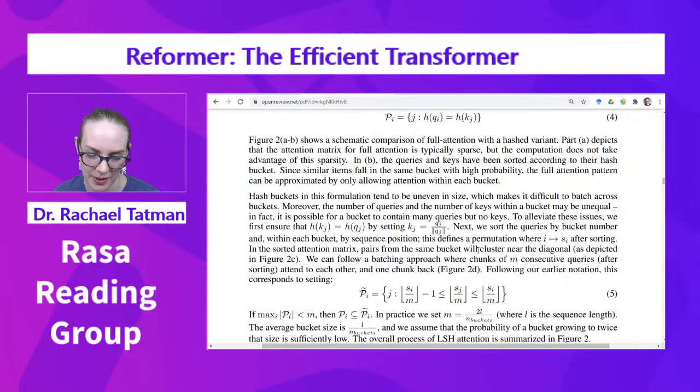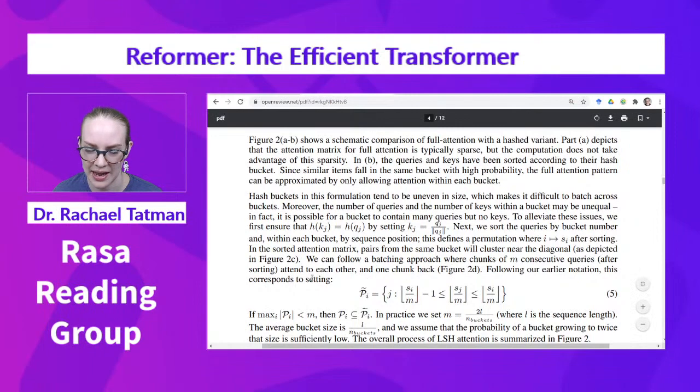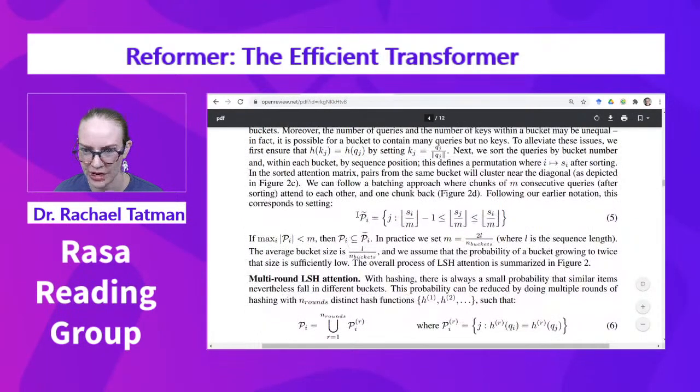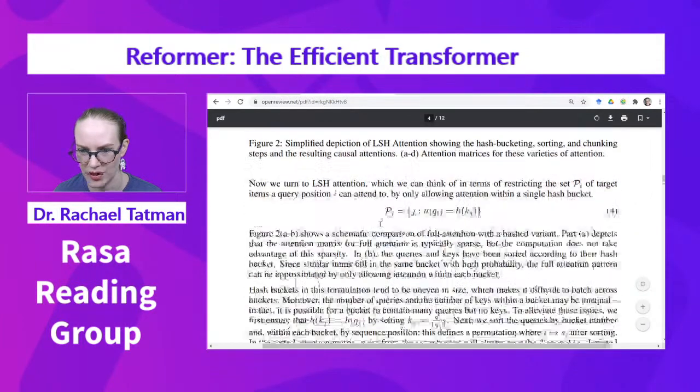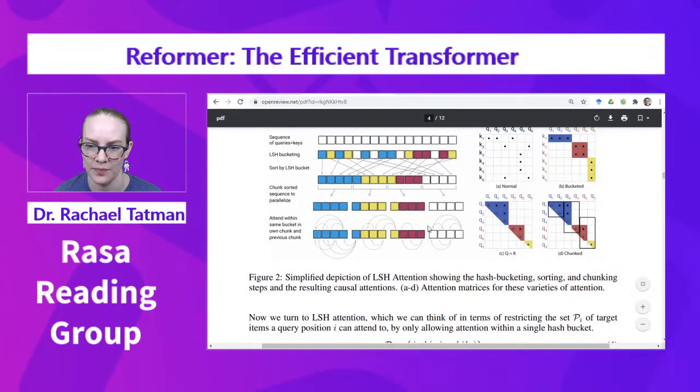In the sorted attention matrix, pairs from the same bucket will cluster near the diagonal, as depicted in figure 2c. We can follow a batching approach where chunks of m consecutive queries after sorting attend to each other and one chunk back. Following our earlier notation, that corresponds to this. So that's this bit where each chunk is attending to things from its bucket in its current chunk and the previous chunk.